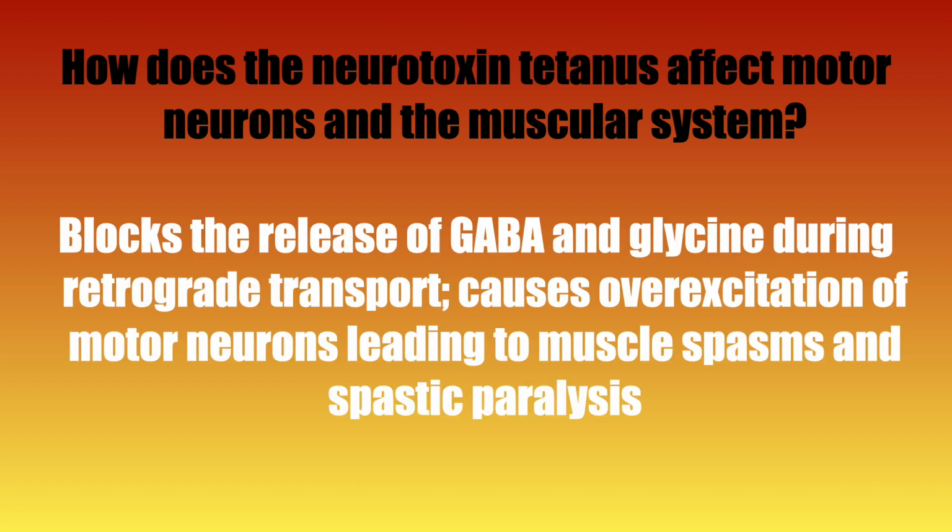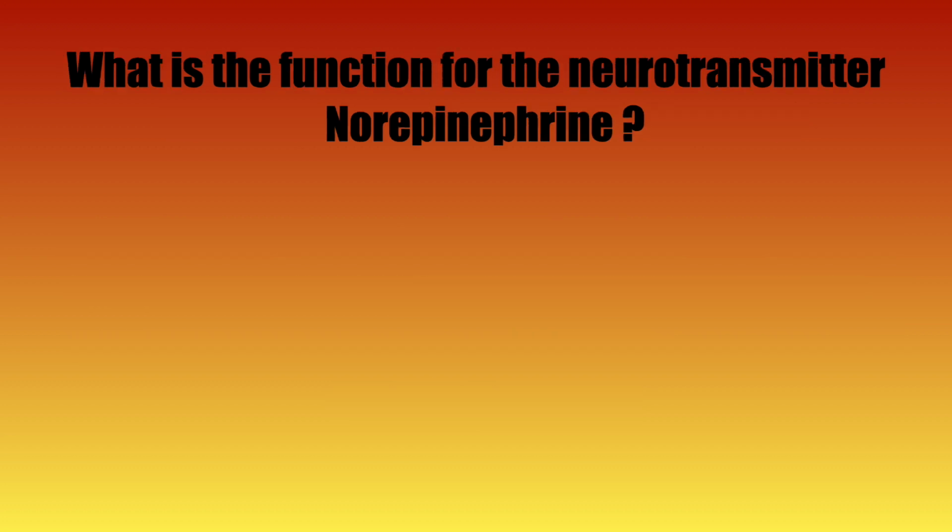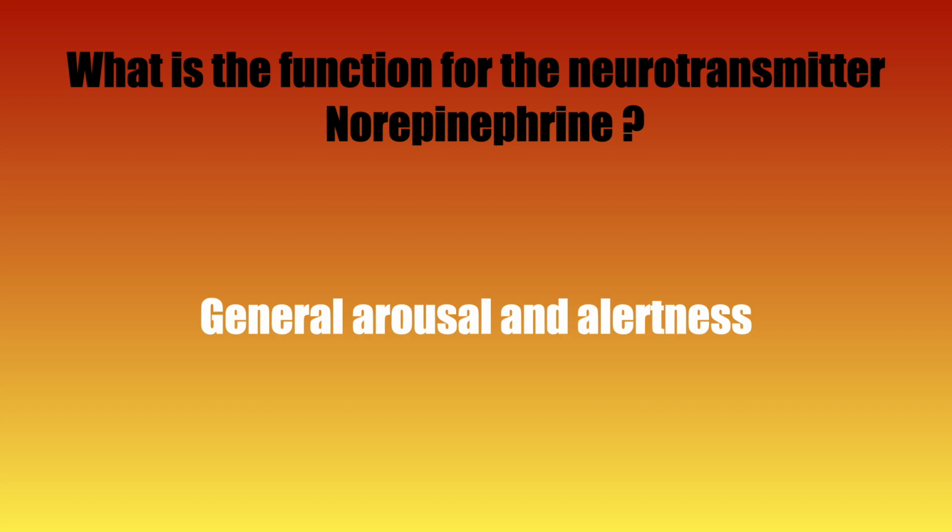The answer is blocks the release of GABA and glycine during retrograde transport, causes overexcitation of motor neurons leading to muscle spasms and spastic paralysis. What is the function for the neurotransmitter norepinephrine? The answer is general arousal and alertness.